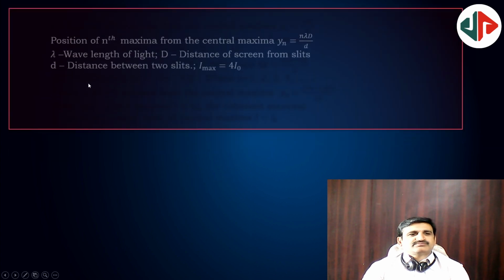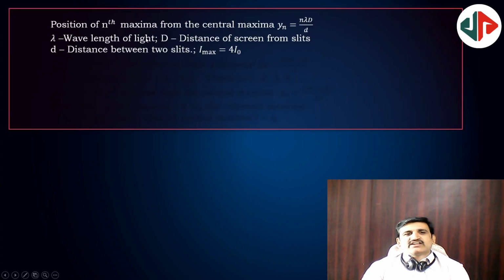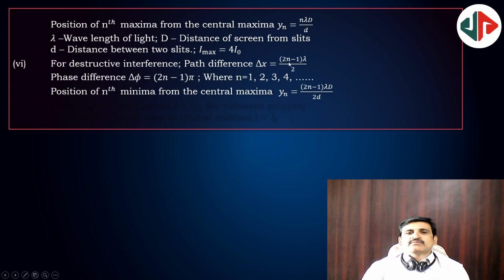Next, the position for the nth maxima is yn equal to n lambda D by d on the screen, and the position for the nth minima involves 2n minus 1 of lambda by 2, which is the path difference. Obviously the distance is 2n minus 1 of lambda by 2 into D by d.